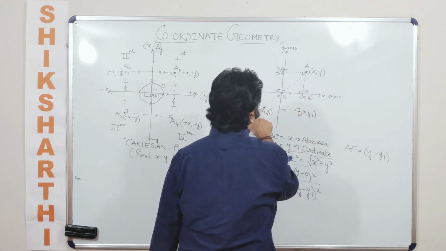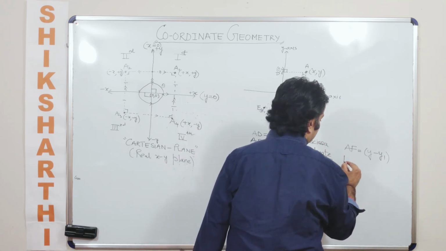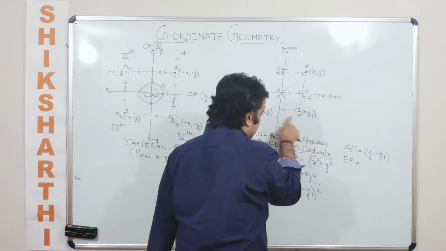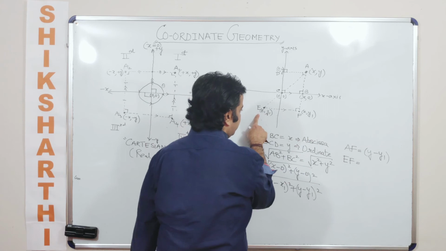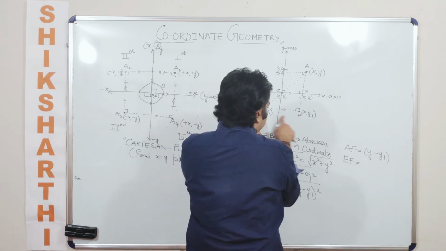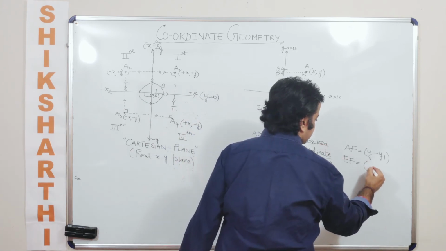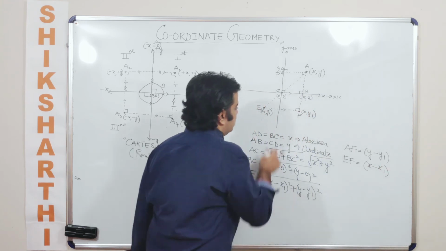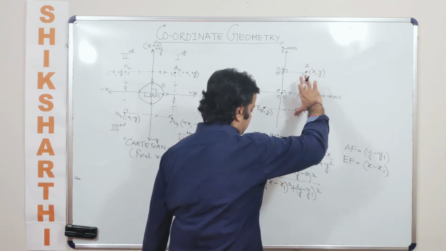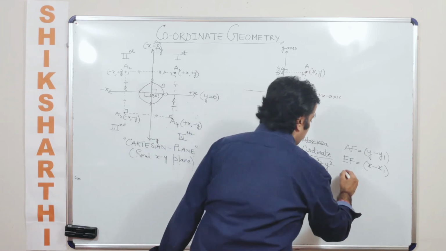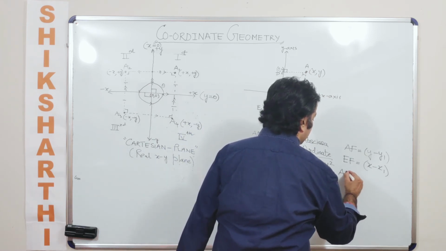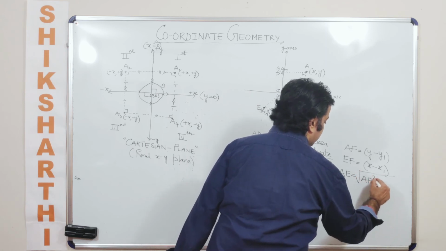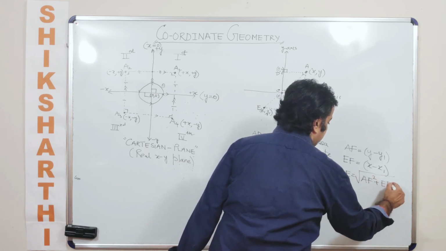And if I want to find the distance EF, which is the length of the line segment EF, the ordinate part remains the same. So we can find the distance for the abscissa part, and the distance here is x minus x1. Once you know this distance, and you know this distance, and you know Pythagoras, AE will be nothing but the square root of AF square plus EF square.